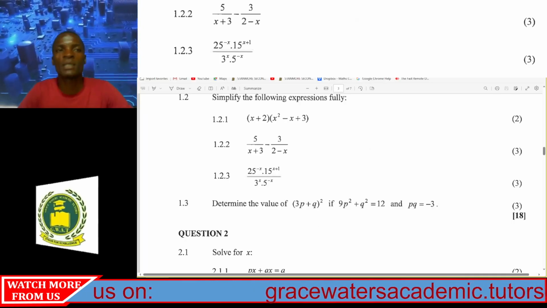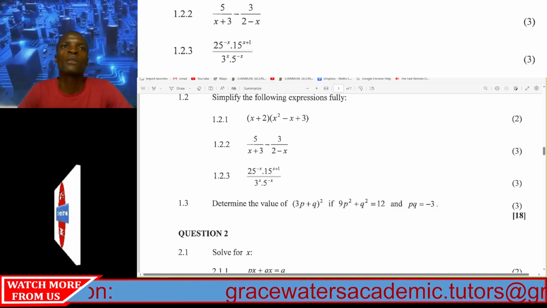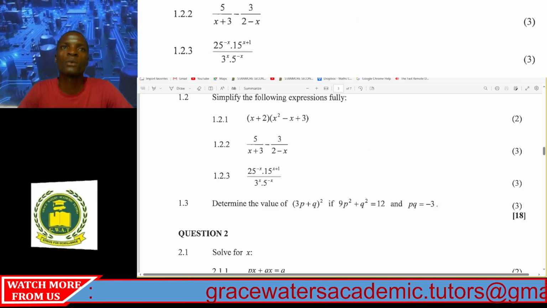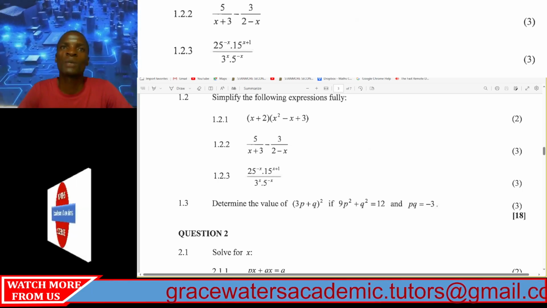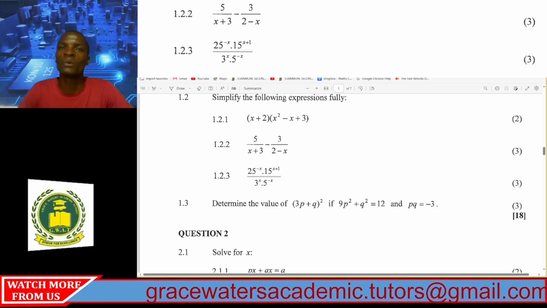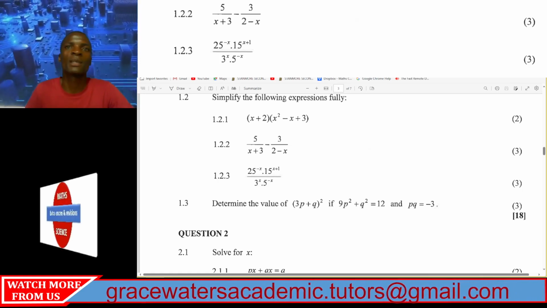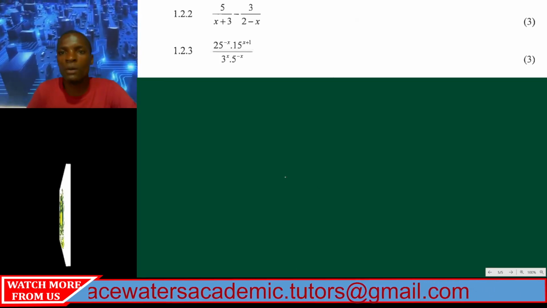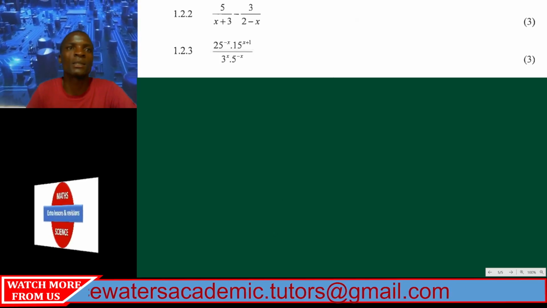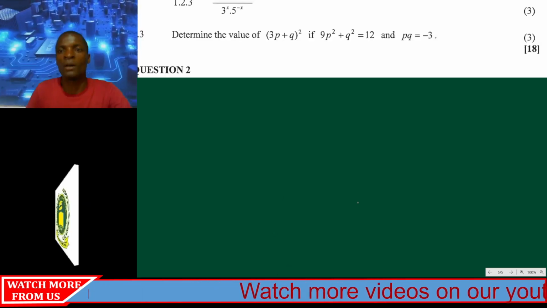Now the last question is 1.3, which is saying determine the value of (3p plus q) to the power 2 if 9p squared plus q squared is 12 and pq is minus 3. Let's do this question very quickly together as a family. This is going to be the last question. So let us rewrite it and put it on the screen.